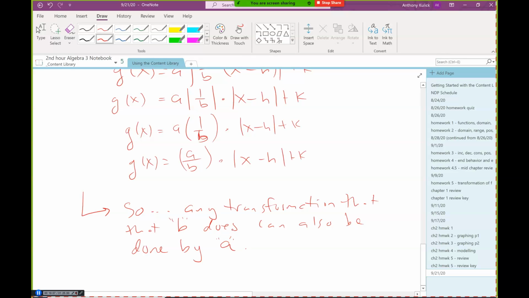I just multiplied the two fractions together. So I multiply the top by the bottom. 1 times a is a, 1 times b is b. So I have the fraction a over b. Is that okay? Okay.